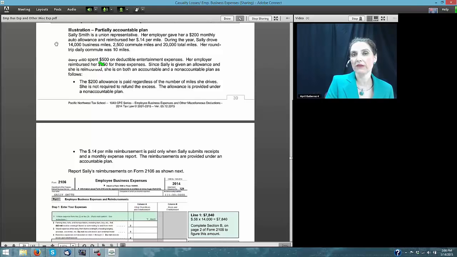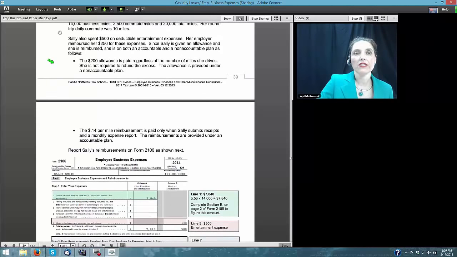And I'm going to give you an illustration where we have a person who is in the middle. They are under both an accountable plan and a non-accountable plan at the same time. And our character in this story is named Sally Smith. She is a union representative, and her employer gave her a $200 monthly auto allowance, plus reimbursed her 14 cents per mile. During the year, Sally drove 14,000 business miles, 2,500 commute miles, and 20,000 total miles. Her round-trip daily commute was 10 miles. She also spent $500 on deductible entertainment expenses, and her employer reimbursed her $250 for these expenses.